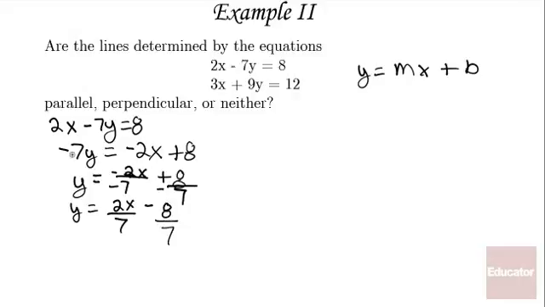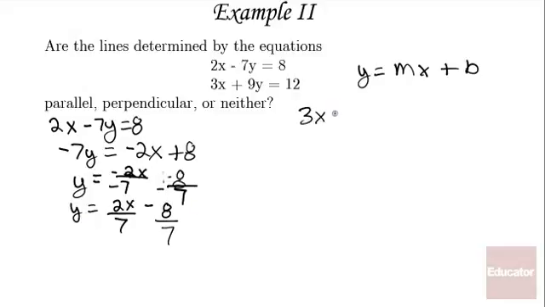Okay, so I had minus 7y equals minus 2x plus 8. I'm going to divide both sides by negative 7 to get negative 2x divided by negative 7, minus 8 over 7, which gives me y equals 2x over 7 minus 8/7. So this is in y equals mx plus b form.